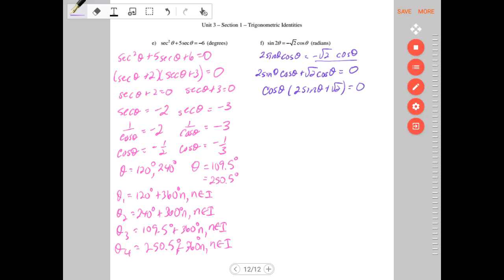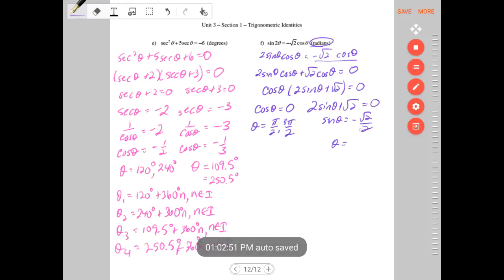Again, I now have my 2 factors, so I have 2 cases. I have the case where cos theta equals 0, and I have the case where 2 sine theta plus root 2 equals 0. Cos theta equals 0, and again we're in radians, so theta equals pi over 2, 3 pi over 2, okay? And let's rearrange this guy, so we get sine theta equals negative root 2 over 2. That is on our unit circle, so sine is negative in quadrants 3 and 4. So the root 2 over 2's in 3 and 4 are 5 pi over 4 and 7 pi over 4.